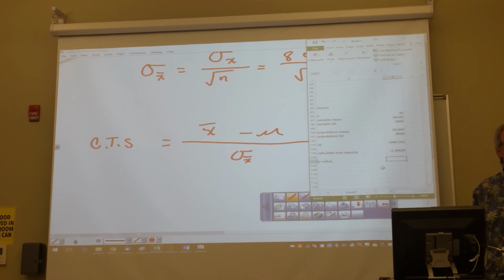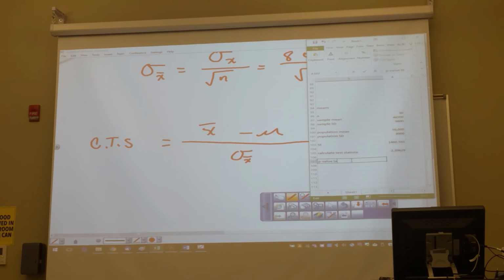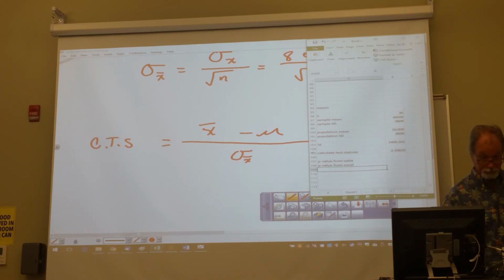So I can get a p-value. To get a p-value, what am I going to do? And I can do p-values how many different ways? I can get it from the table, or I can get a p-value from where? Will they be the same? Most likely not. So how do I get the p-value from the table?